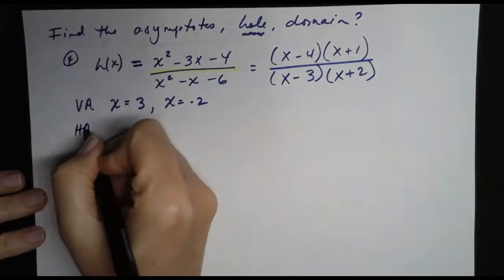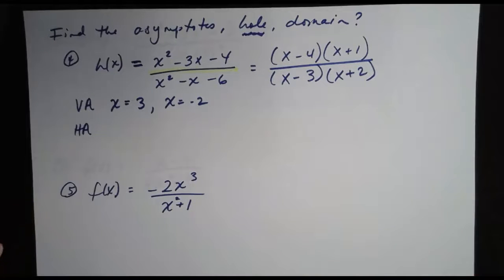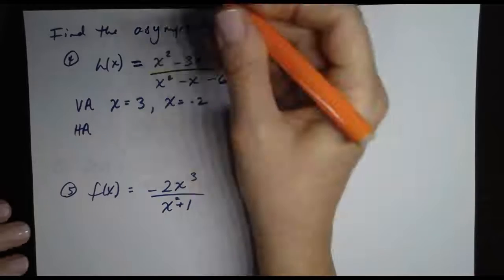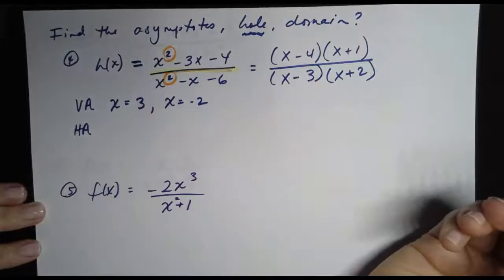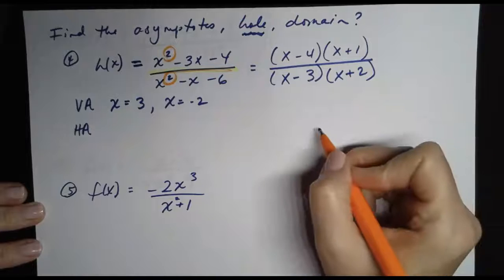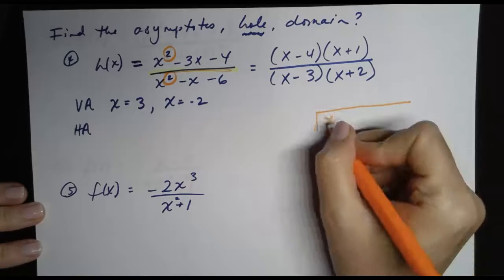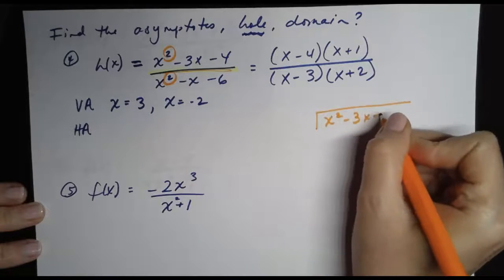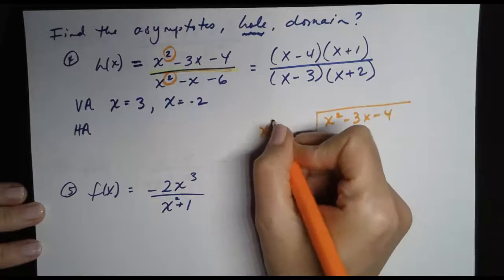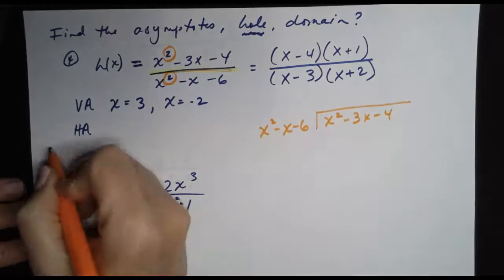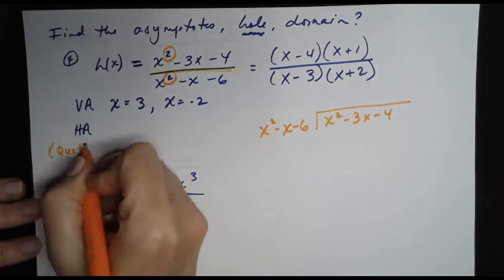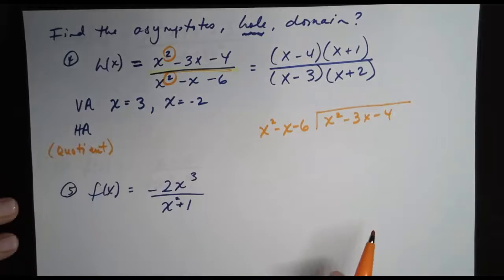Let's go after horizontal asymptotes next. Now, here's what I know. I've got a like degree on the top and the bottom, and this goes back to the whole idea of division. If we actually perform the division, it will give us a quotient, and that quotient is the horizontal asymptote. So I'm going to put this right underneath. The quotient of the division problem is the horizontal asymptote.